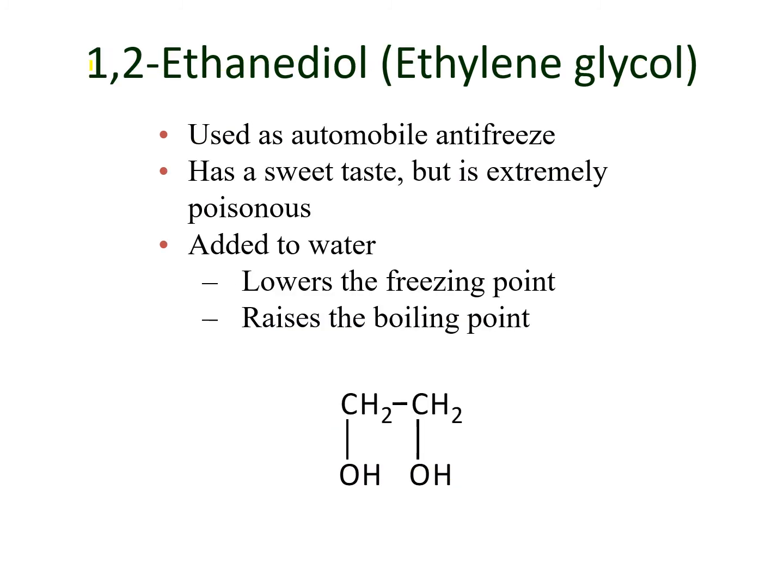Next up is an alcohol known as 1,2-ethane diol, or the common name ethylene glycol. So this one is a little bit different because it has two hydroxyl groups. It is a two carbon molecule like ethane, but has two hydroxyl groups instead of one. Therefore, the name 1,2-ethane diol.